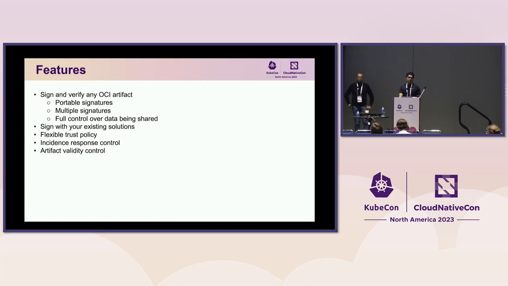Artifact validity control is acquired through a signature expiry. We allow you to set a custom expiry on the signature so you can control the lifetime of the artifact. This allows you to implement governance policies such as not trusting artifacts that are, say, older than 6 months.